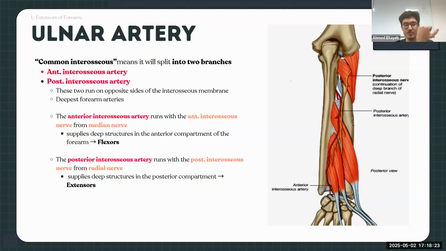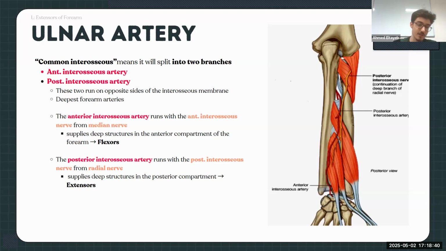Then, let's look at the posterior interosseous nerve. It's coming posterior to the interosseous membrane, so this is the extensor compartment. What's our main nerve here? It's the radial nerve, right? So this will be a branch from the radial, and the other will be a branch from the median.